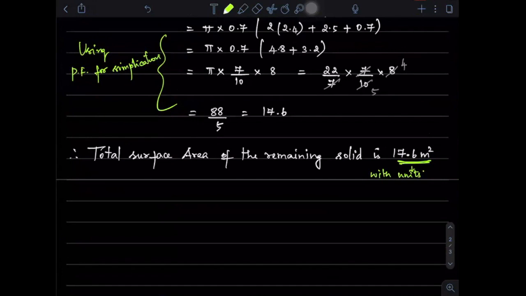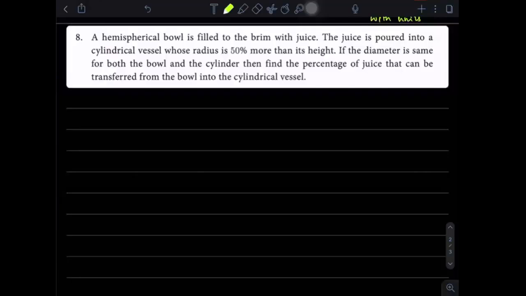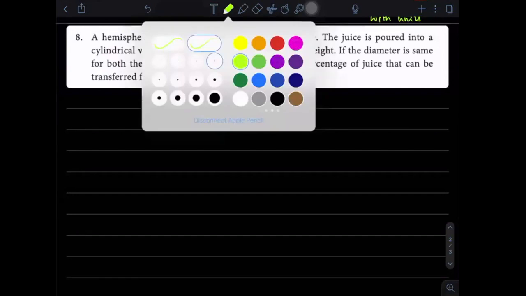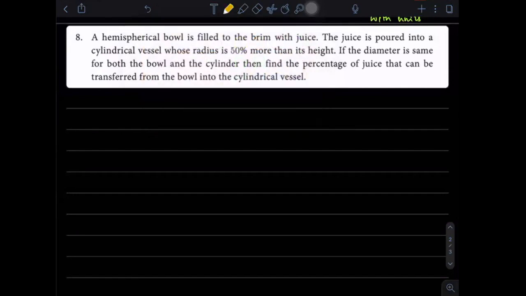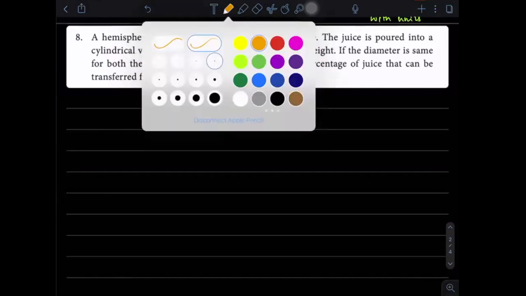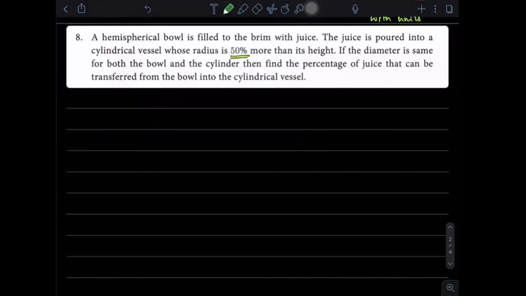How many people are having problems with the percentage problem itself? Yeah. So we'll do one percentage problem because most of the people asked about this. I will do one problem now. In this question, as I mentioned, this is another type of question where you have percentage involved. Percentage type of problem is an important problem.